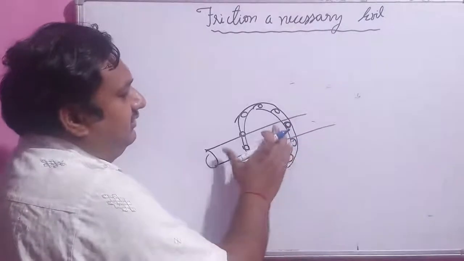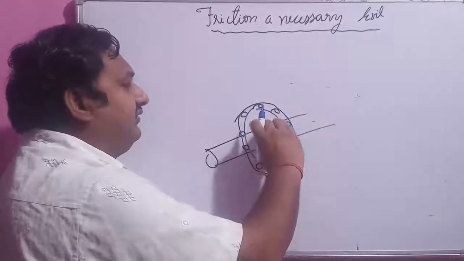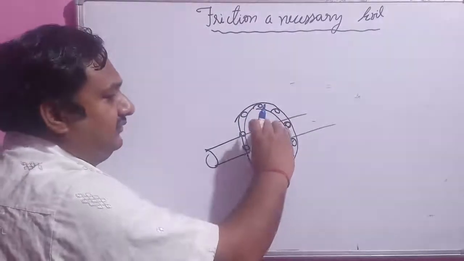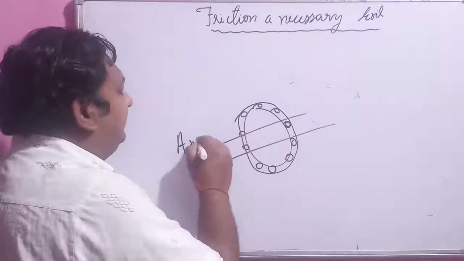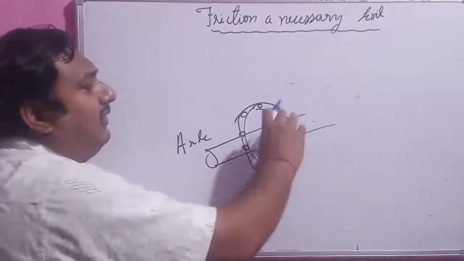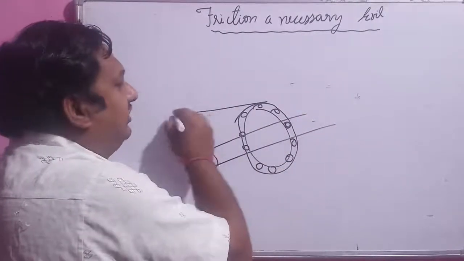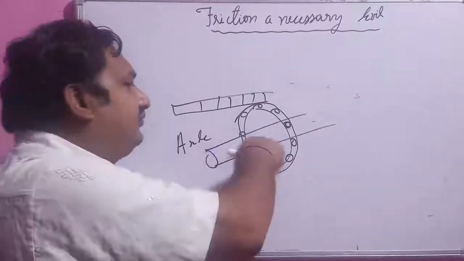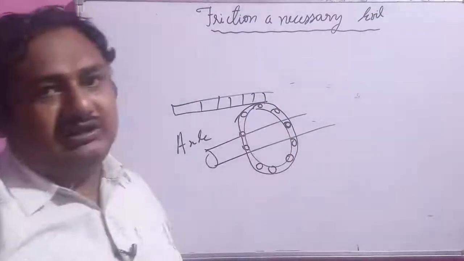Okay, this shaft is fixed. This shaft, or axle, is fixed between the center, and on the upper part there is a motion. Okay, this is the chain. So on the upper part there is a motion, and the center is fixed by the use of shaft or axle.